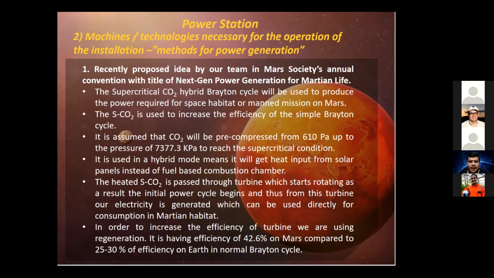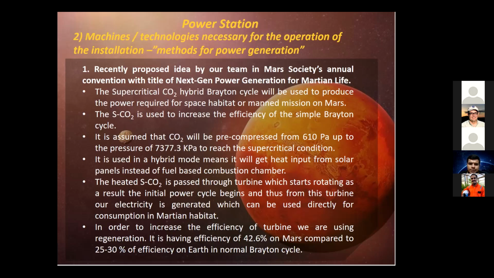It is used in a hybrid mode, meaning it will get heat input from a solar panel instead of a fuel based combustion chamber. So what I said earlier, that we are not going to use the conventional combustion chamber here. We will be using the combustion chamber in a hybrid mode, where we will be taking the heat from the solar panel or from some other kind of fuel.